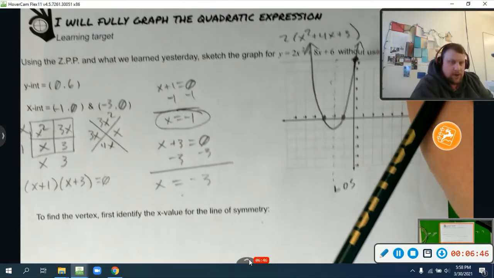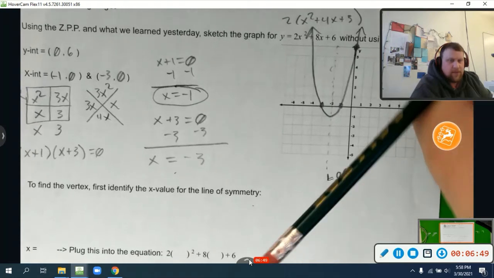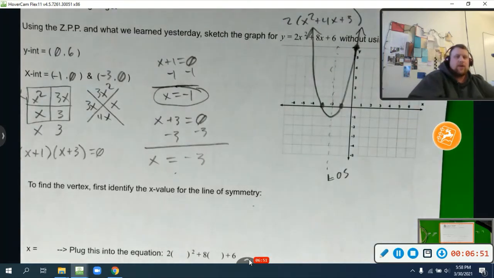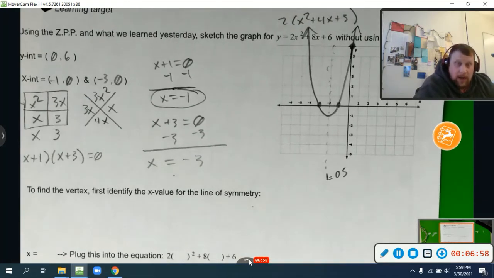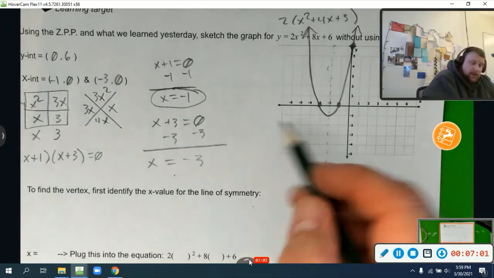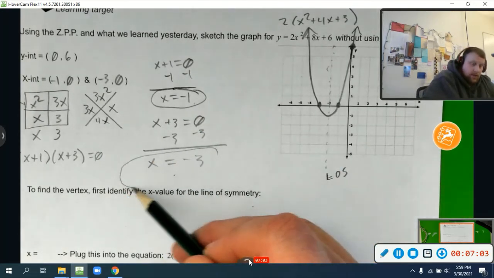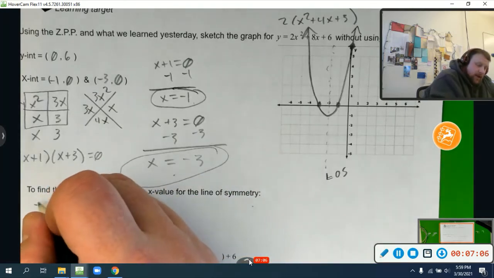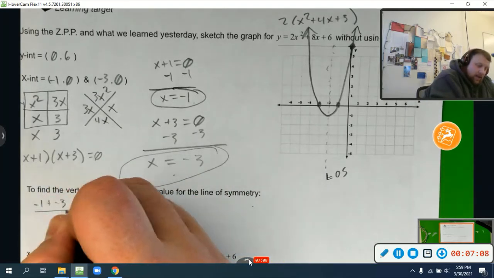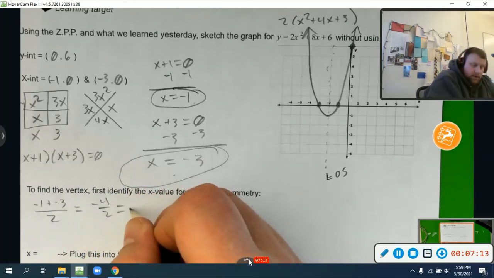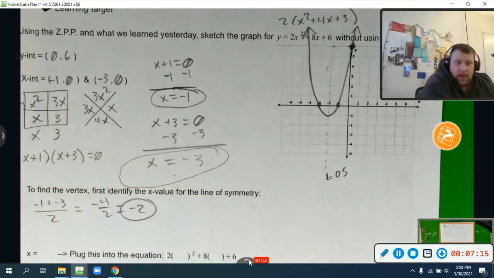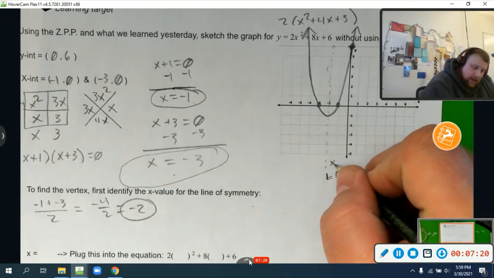So first, here's what we got to do. To find the vertex, first, identify the x value for the line of symmetry. And how did we do that? Remember we talked about it yesterday? You add the x values together and divide by 2. So in this case, my x values were -1 and -3. So I'm going to have -1 plus -3 and divide by 2. What does that equal? -4/2 or -2. Awesome. So now I know that my line of symmetry is at x equals -2.